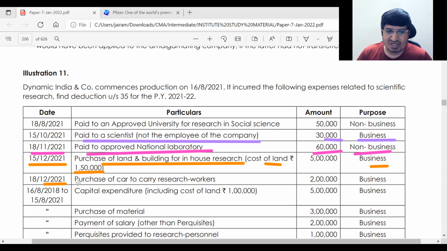Next is purchase of car to carry research workers. ठीक है, so here also you will get, this is also capital expenditure. For research work and all, you need some vehicles, equipment. कई बार specialized vehicles रहते हैं, that only can take them to the point of research and all that. So for this also you will get it. ठीक है, for research incidental is also okay. So to carry research workers है ना, incidental capital expenditure है. Okay, so it's capital expenditure, incidental, तो पूरा मिल जाएगा. Business purpose है, we'll get it fully.